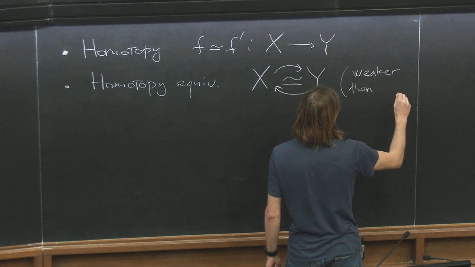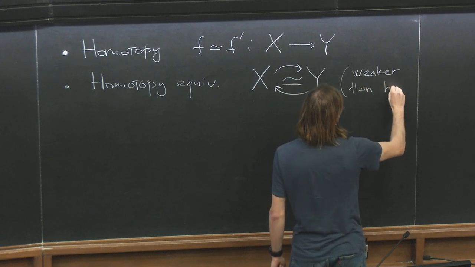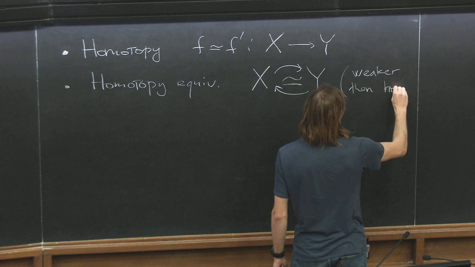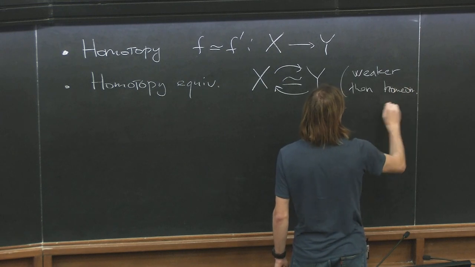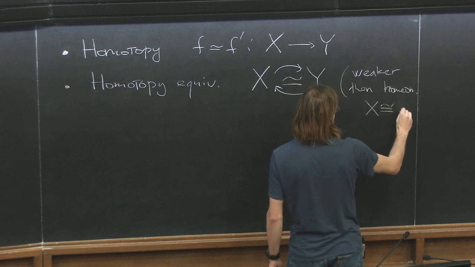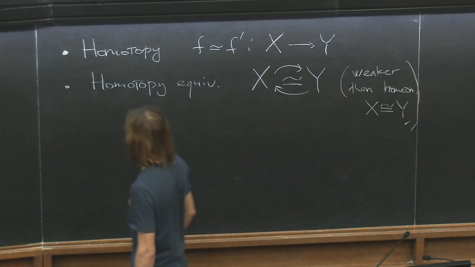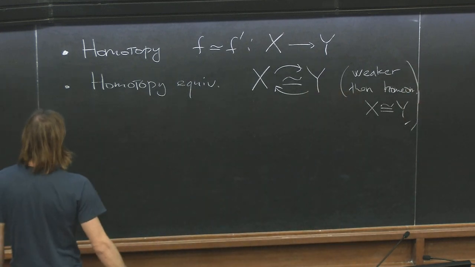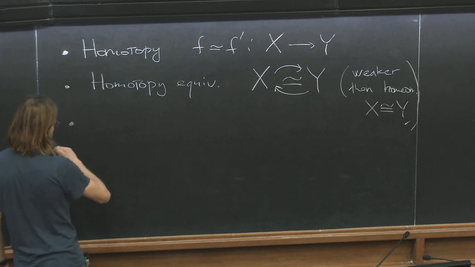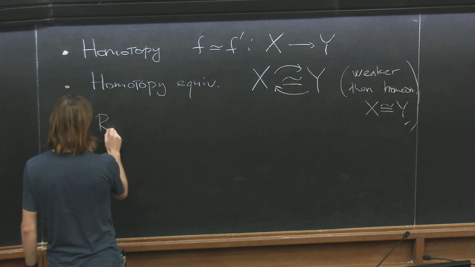weaker than homeomorphism, denoted by a double line. And then we introduced also a notion of retract.